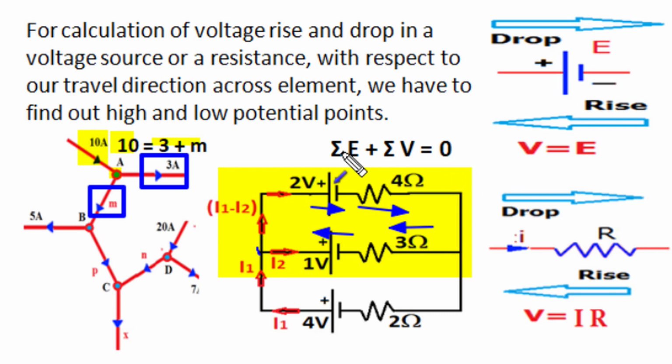Now when we decide sign of voltages for algebraic summation, we consider rise in voltage and drop in voltage, and for calculation of rise in voltage or drop in voltage, we have to consider two ends of an element as high potential and low potential, and according to our travel direction across the element, there would be either voltage drop or voltage rise. Let's explain calculation of rise and drop of voltages across first an EMF source and then a resistance.